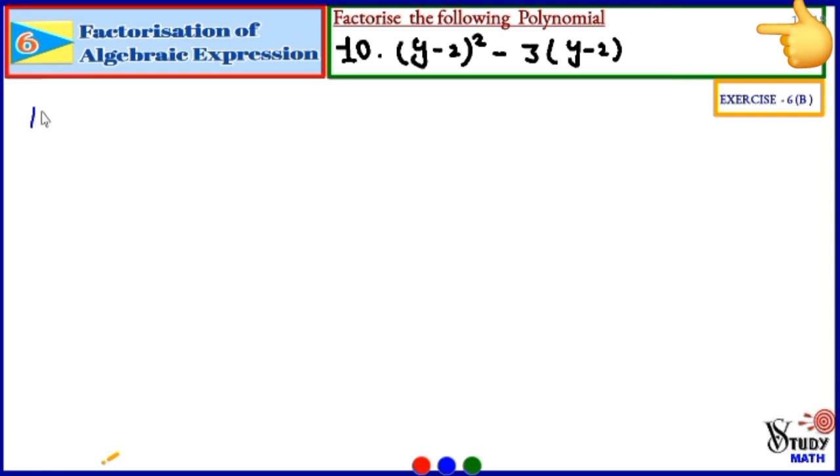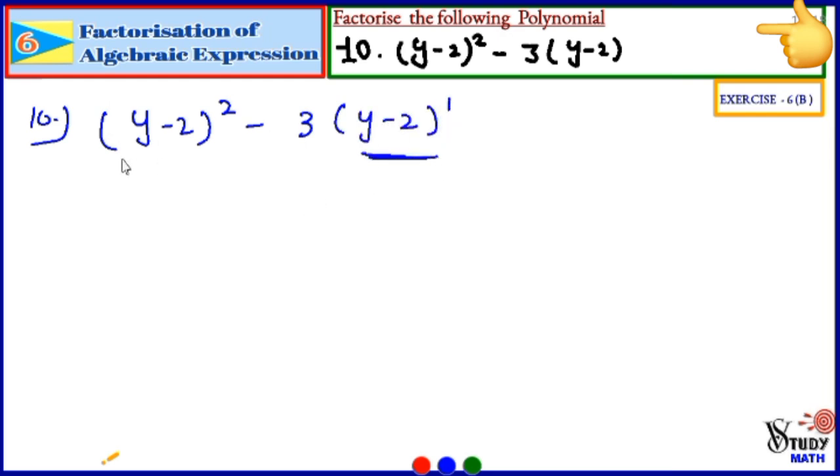Now coming to question number 10, that is (y minus 2) whole squared minus 3(y minus 2). Now y minus 2 has 1 power. This polynomial and this polynomial are the same in both terms, but in the first term it has 2 powers, and in the second term it has 1 power. So the smallest power of the common binomial is taken out as common. So y minus 2 we take common here. So what is remaining?